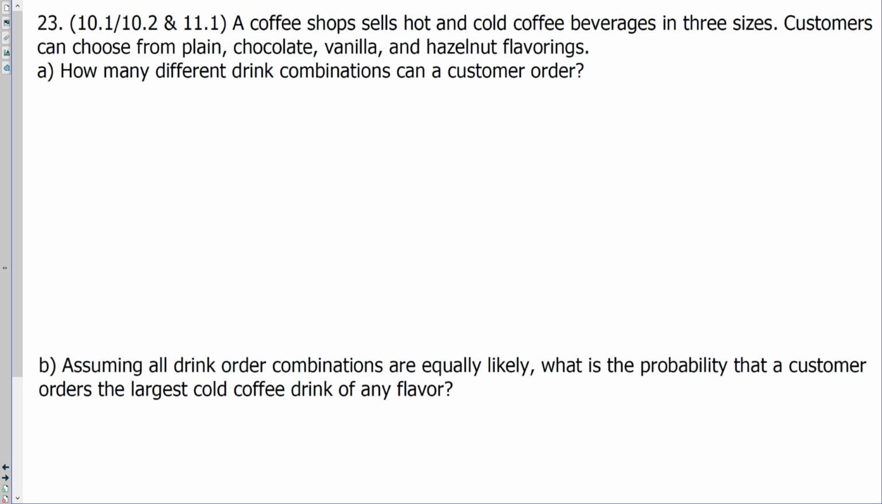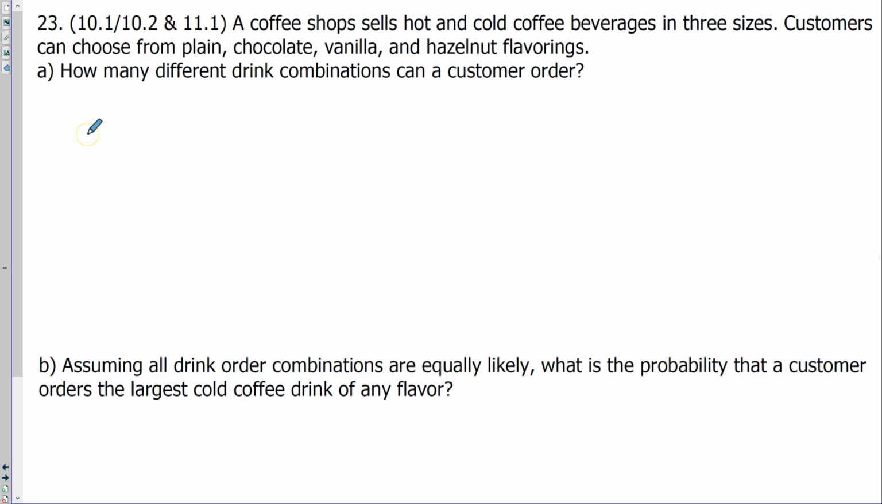Part A asks how many different drink combinations can a customer order, and Part B is asking, assuming all drink order combinations are equally likely, what is the probability that a customer orders the largest cold coffee drink of any flavor? So here, for Part A, I could systematically write out all the different options. So if somebody orders a hot, small-sized plain coffee, a hot, small-sized chocolate coffee, and so on, but that's going to get pretty boring pretty quickly here.